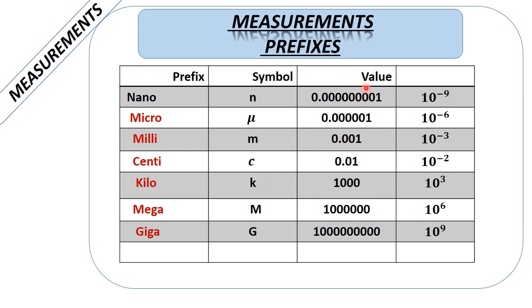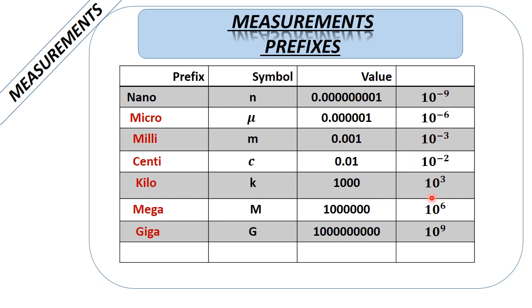Then the third column, we've got value. So what value means is the number that the prefix represents. So for kilo, the number is 1000, just like from the previous example, I said kilo means 1000. So that's how it is. Then the last column is just another way in which to represent the number. Those who have studied indices will understand. Those who haven't, it's okay.